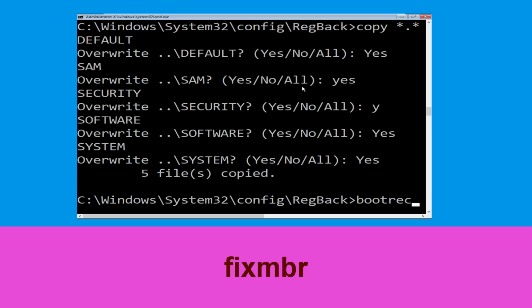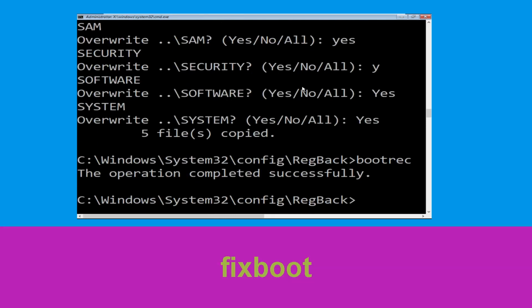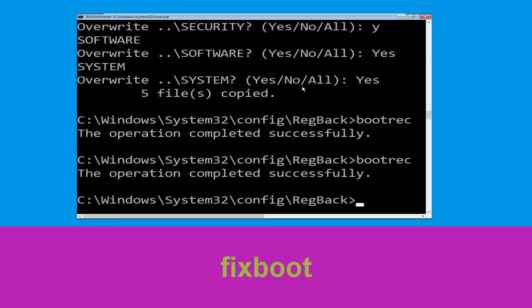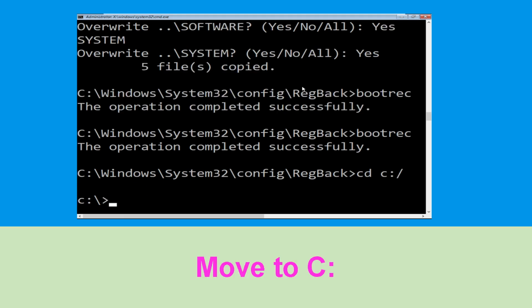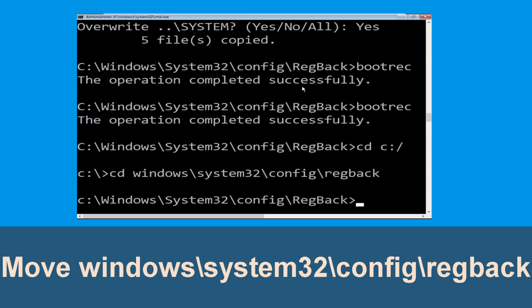Now type bootrec /fixmbr and hit enter to execute the command. Now type in bootrec /fixboot and simply hit enter to execute the command. Type cd c:/ and hit enter. Let's execute this command. Type cd windows/system32/config/regback. Then simply we need to hit enter to execute this command.